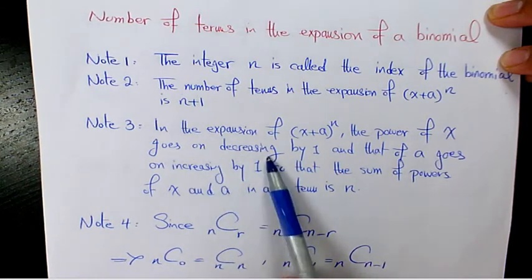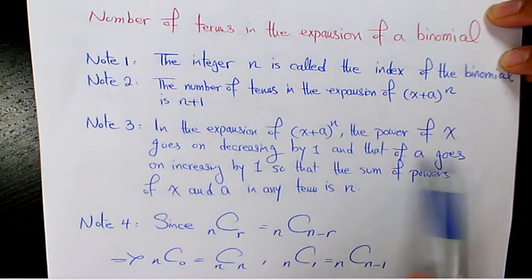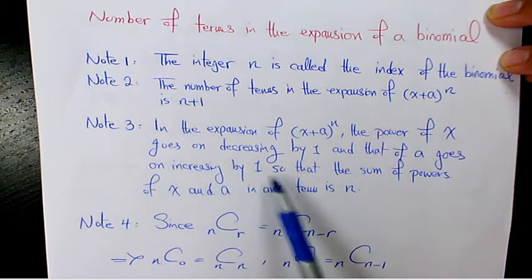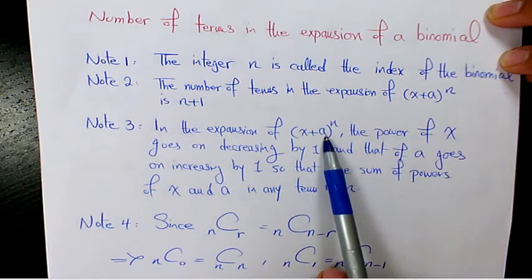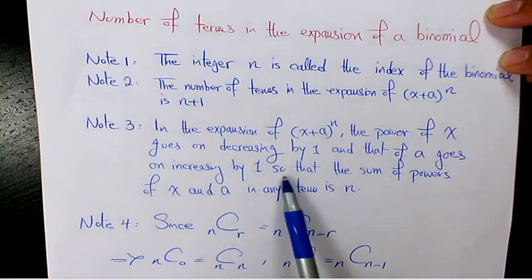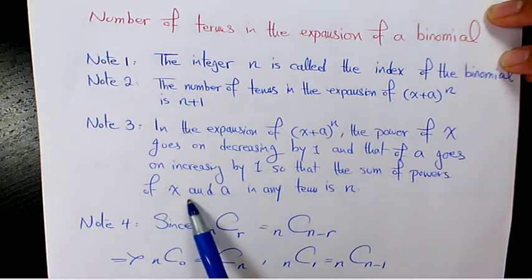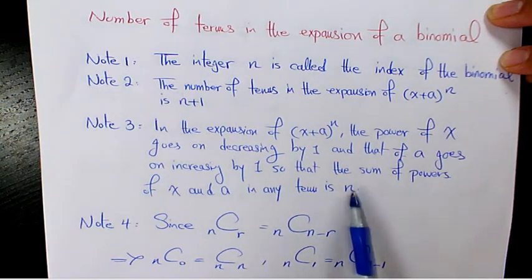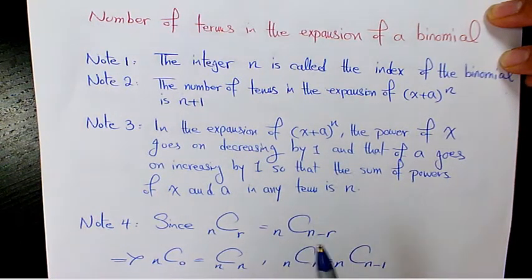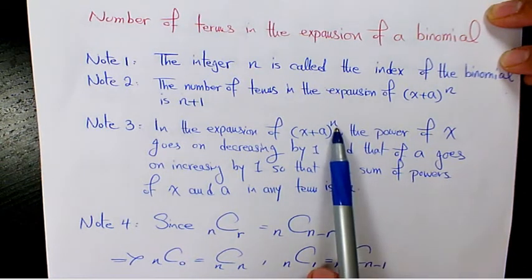In the expansion of x plus a to the power of n, the power of x goes on decreasing by 1, and that of a goes on increasing by 1. So it means that the exponent of the first term is decreasing and the exponent of the second term is increasing, so that the sum of the powers of x and a in any term is n. For any term in the expanded form, if you add the exponents, you're going to end up with something equal to n.